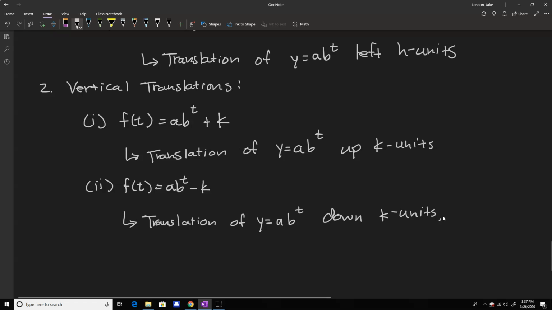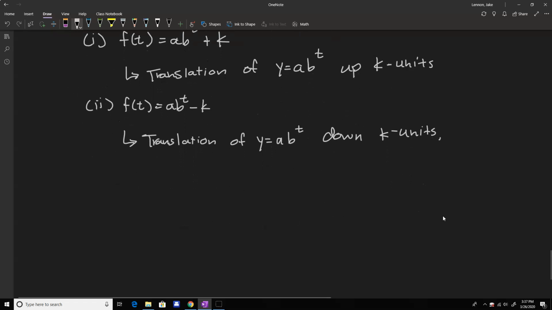So maybe we might think of an example. We'll just graph this on the computer, but here's something you might want to think about. Pause the video before I go ahead and show the graphs. Let's consider the graphs we've already drawn, 2 to the t and 1/2 to the t. Let's say graph each function using translations.